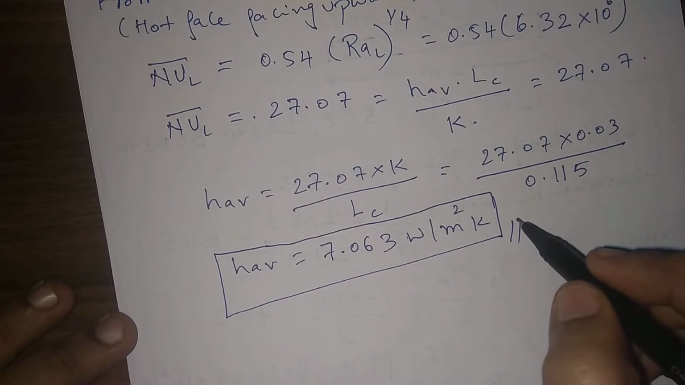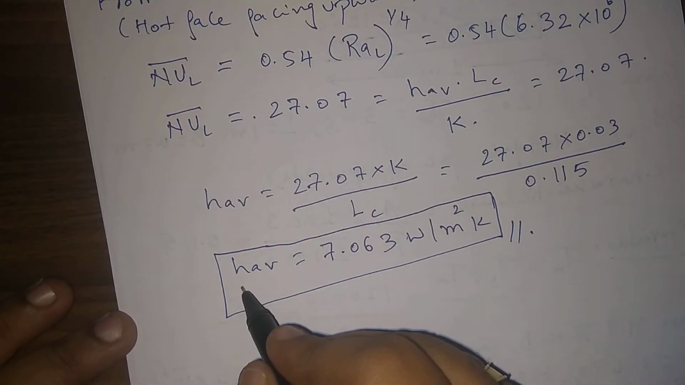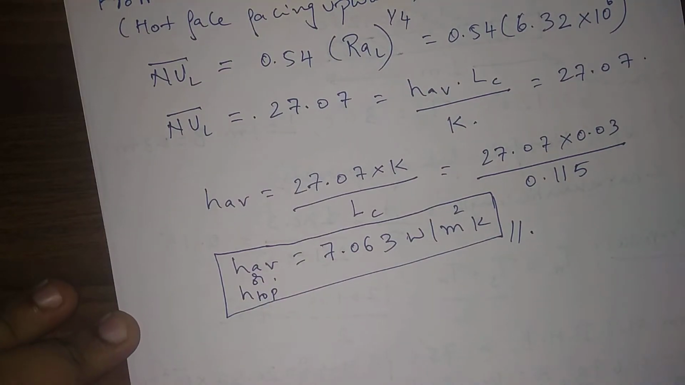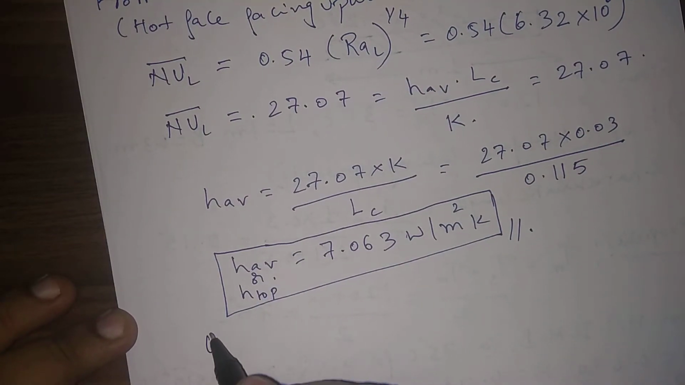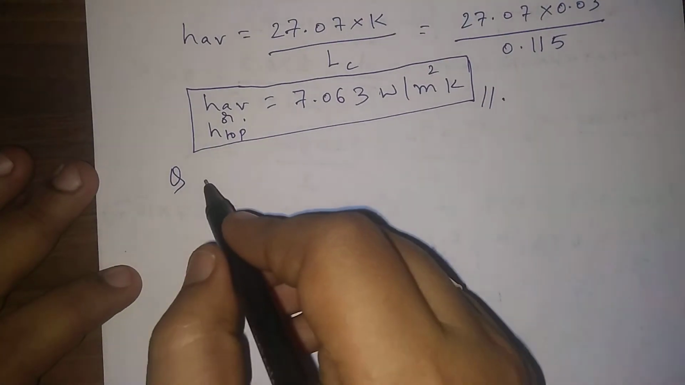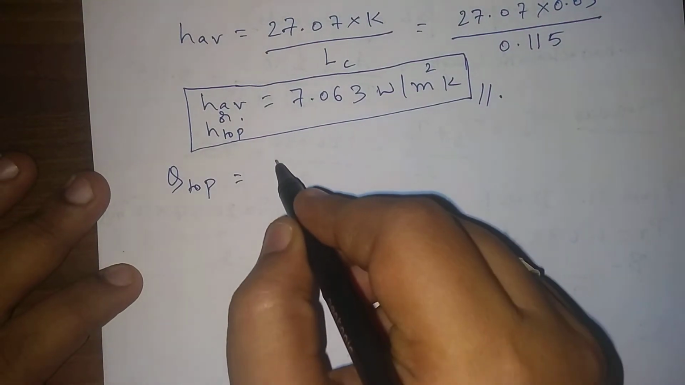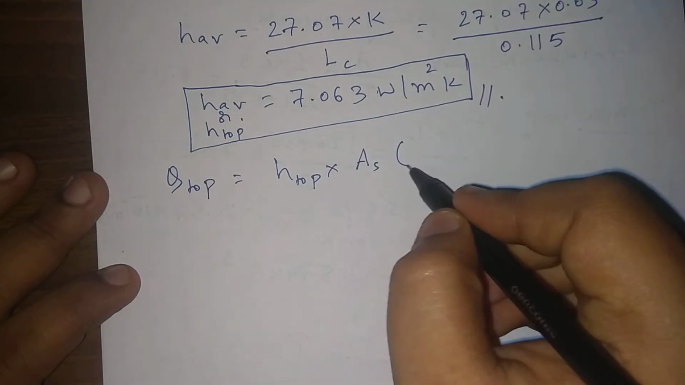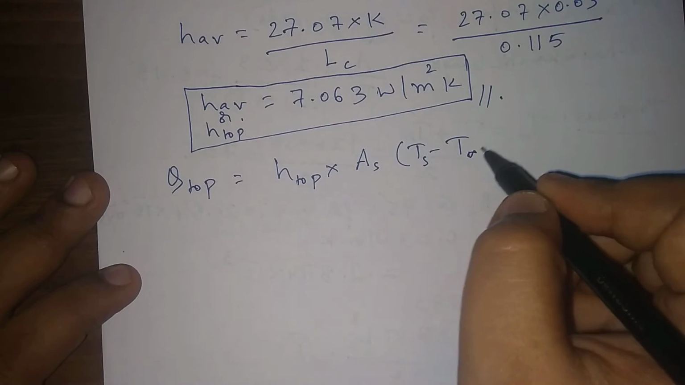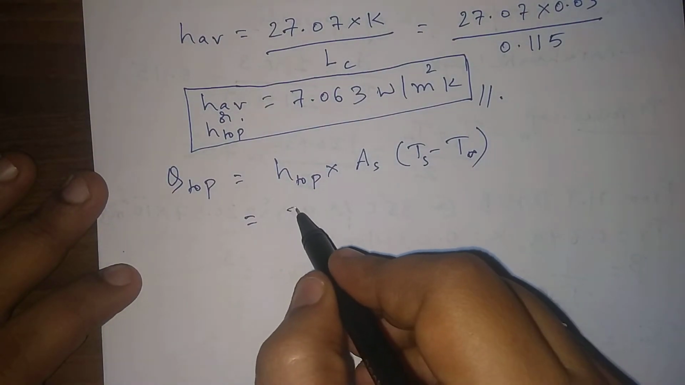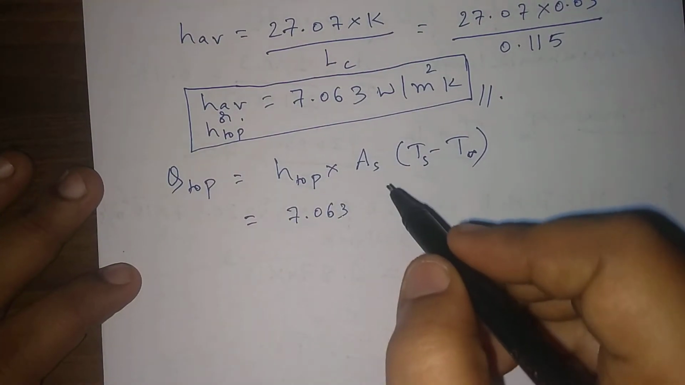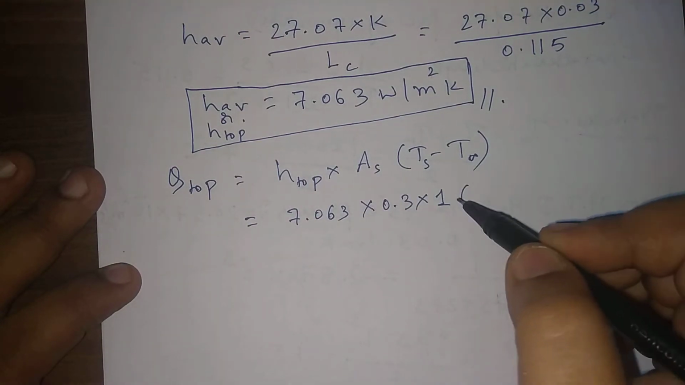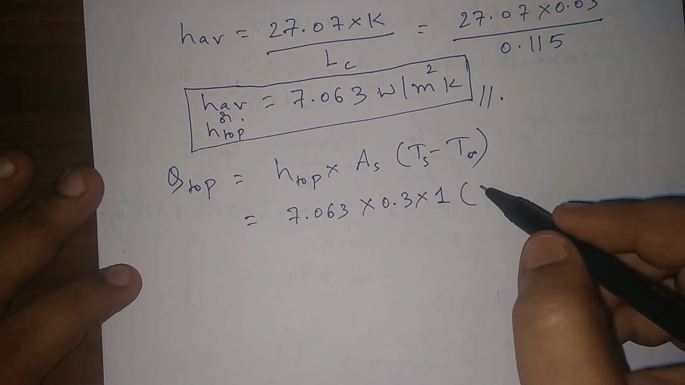So this H average is nothing but the H top, for the top. What do we need to calculate? Accordingly, please calculate Q top. Q top is H top into surface area into Ts minus T infinity. If you substitute it, 7.03 into 0.3 into 1, the area available for the heat transfer, into 90.